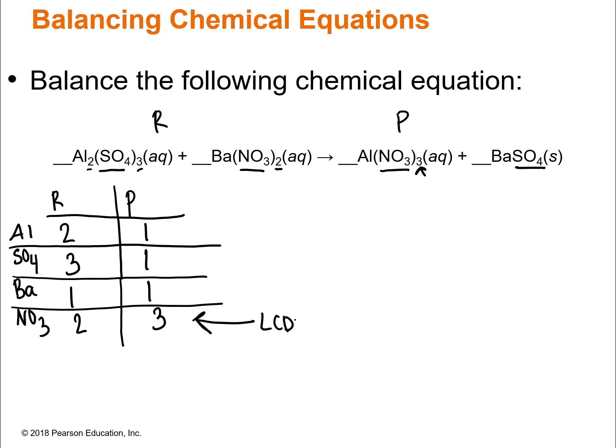Our lowest common denominator for those 2 numbers is going to be 6. So you find the place where nitrates appear on the reactant side and the product side. The reactant side, we're looking at barium nitrate. We've got 2 nitrates over here. Lowest common denominator is 6. So if we take 6 and divide by 2, we get 3. We find where nitrates are on the product side. Take 6, which is our lowest common denominator, divided by 3. You get 2. Let's do another check.